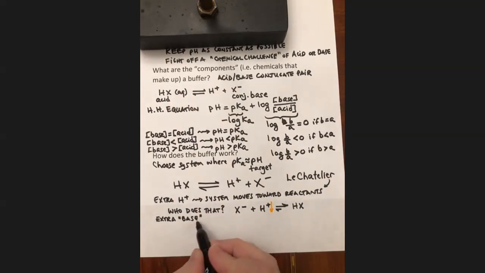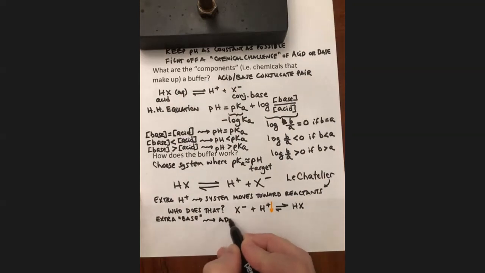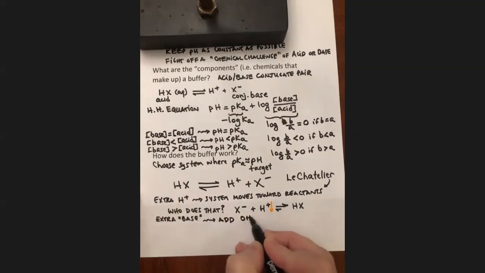Now, what does it mean to add extra base? Well, it means that we are adding hydroxide ions, right? Because that's what bases do. You put a base in there. It doesn't matter what the base was. It could be ammonia. It could be KOH. It could be methylamine, whatever it was. What it does in water, remember, the definition is it makes hydroxide ions.